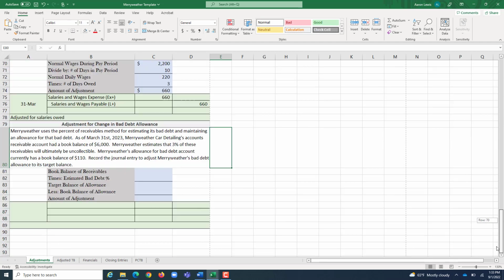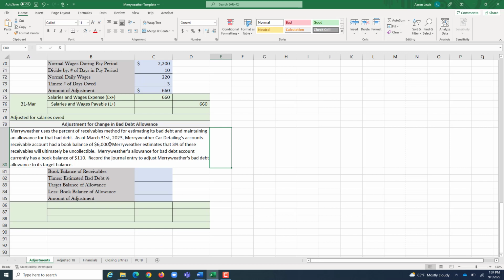And we've got one more adjustment to make for Merriweather. This one is for our bad debt allowance. Merriweather uses the percent of receivables method for estimating its bad debt and maintaining an allowance for that bad debt. Again, under GAAP, we have to make a reasonable estimate of what portion of our receivables we don't expect to ever see, or what's going to be our bad debt. And when we report the amount of receivables we have on our books, we don't report it at just the overall gross value, but the amount that we actually expect to realize, the amount that we expect to convert to cash. There's different methodologies for doing that. Merriweather right here is going to use the percent of receivables method.